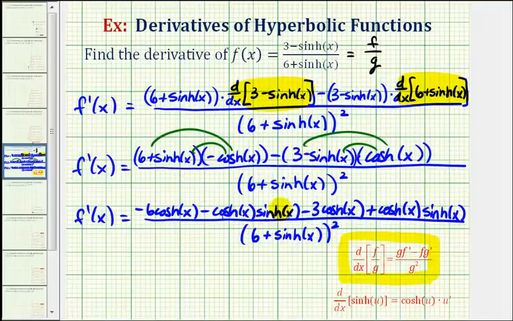Now we're almost there. Notice that this term and this term are like terms, but they're also opposites. So these two terms simplify to 0. So we're left with negative 9 hyperbolic cosine x divided by the quantity 6 plus hyperbolic sine x squared.